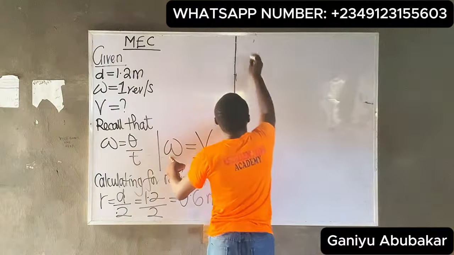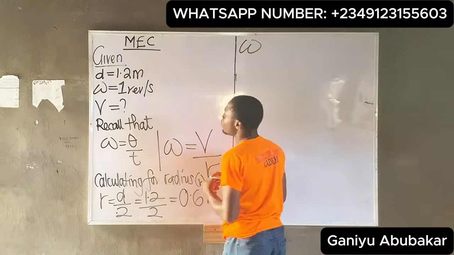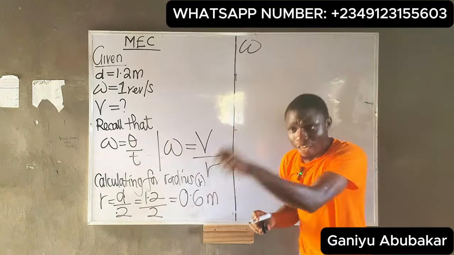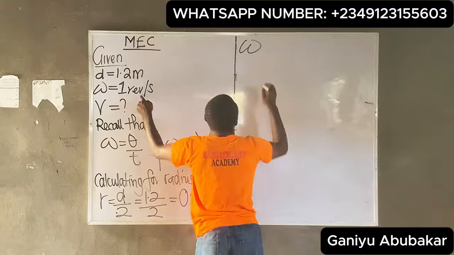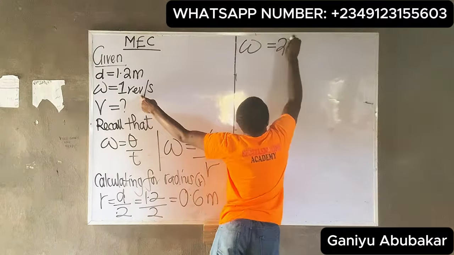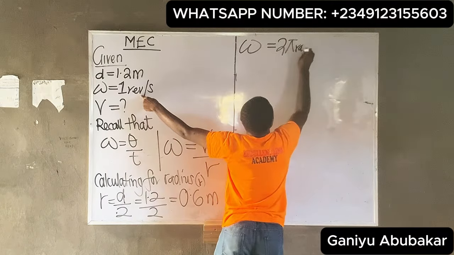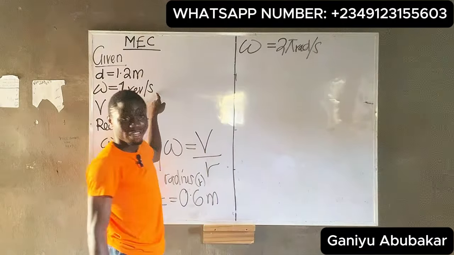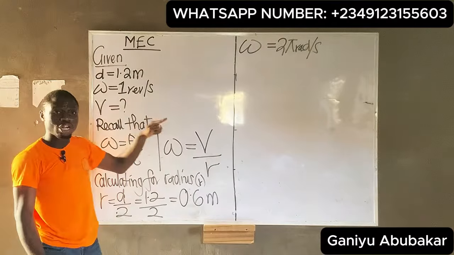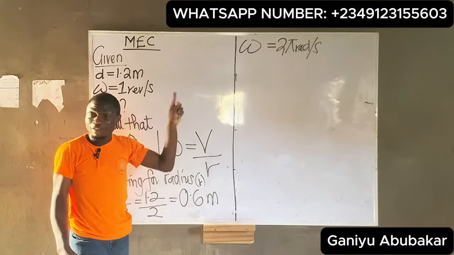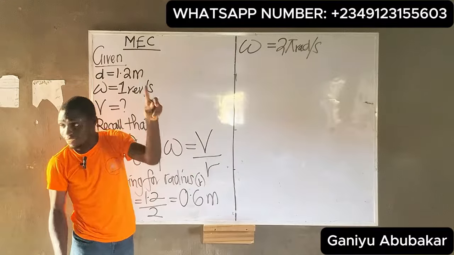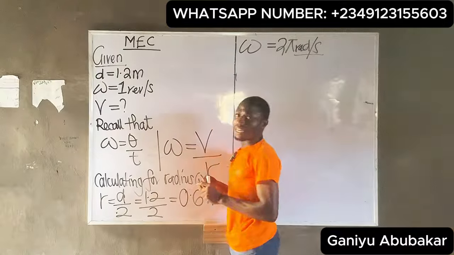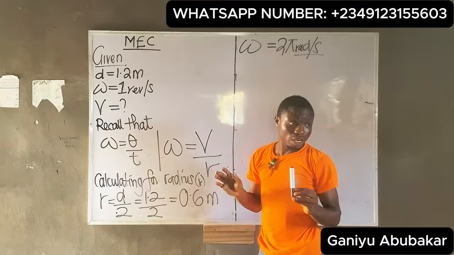Now listen, your omega was not supposed to be in revolution, Abi. It is rad per second. So that gives you 1 rev is 2 pi rad. Then per second. Convert it. 1 rev is 2 pi rad. So normally rad per second signifies omega. Makes sense now.